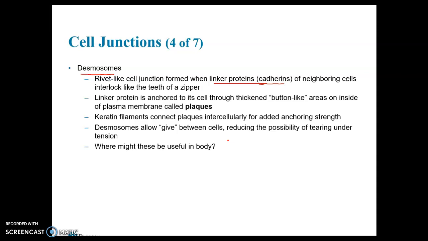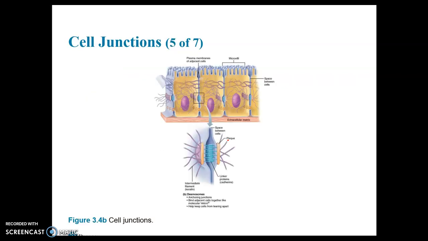An area where this might be useful in the body would be the cells that line the heart, because what's happening in the heart is that it is pumping under great force and pressure. And so those cells need to be connected very strongly, very tightly to one another so that they won't explode or burst. So this is showing you a desmosome.